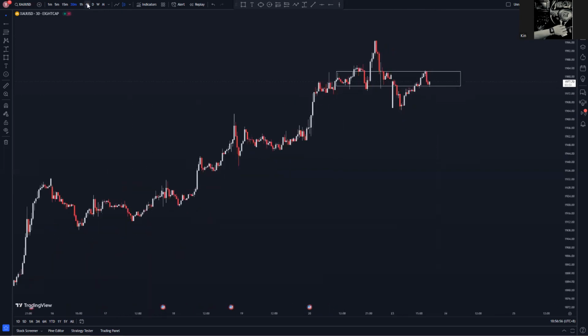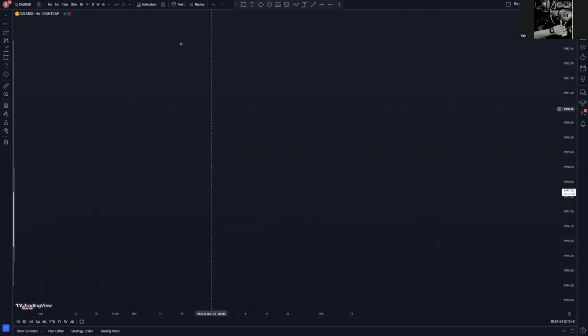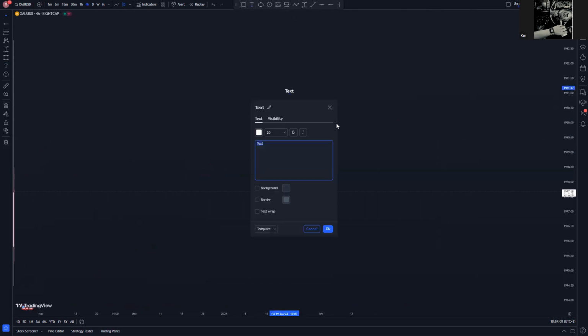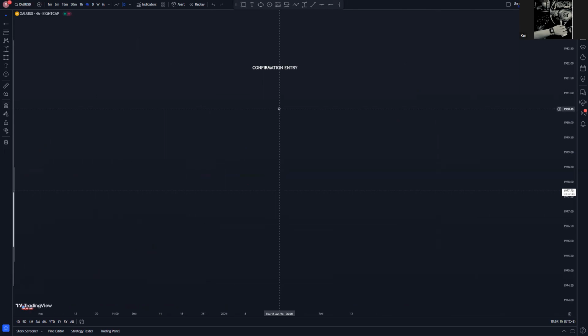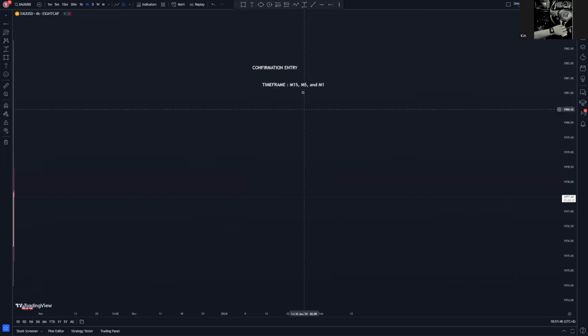All right, good. If there is no question anymore about what I've explained just now, we're going to go to the last topic, which is the confirmation entry. The time frames that we're going to work with inside of this topic are M15, M5, and M1.